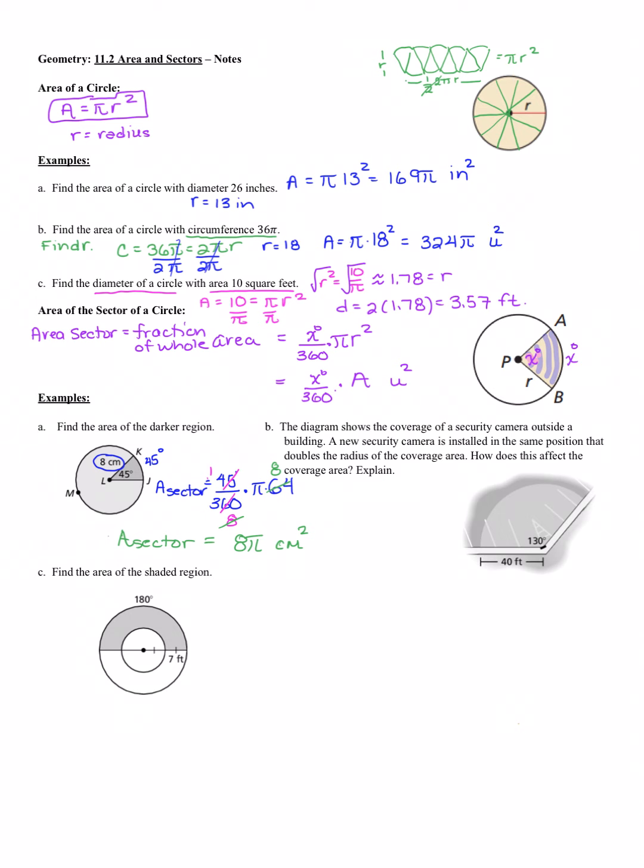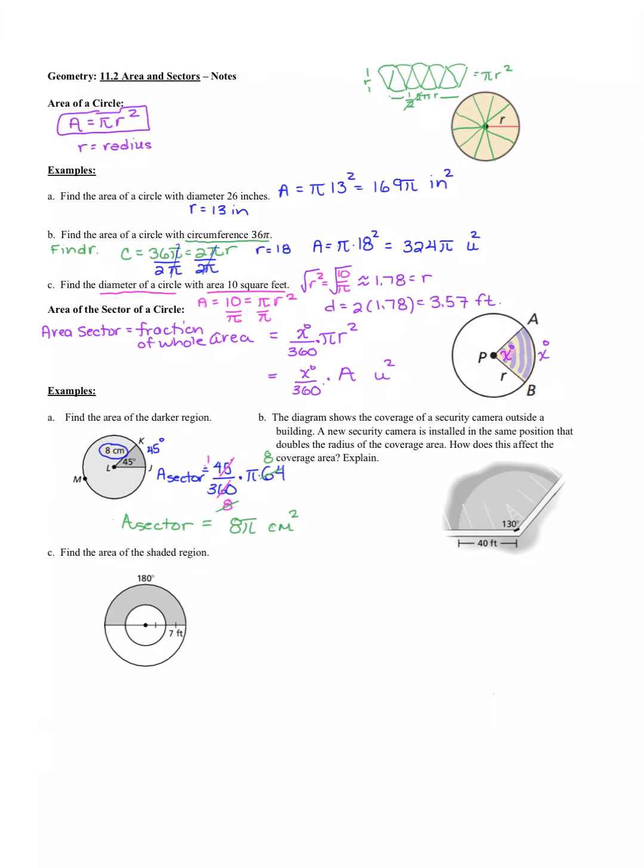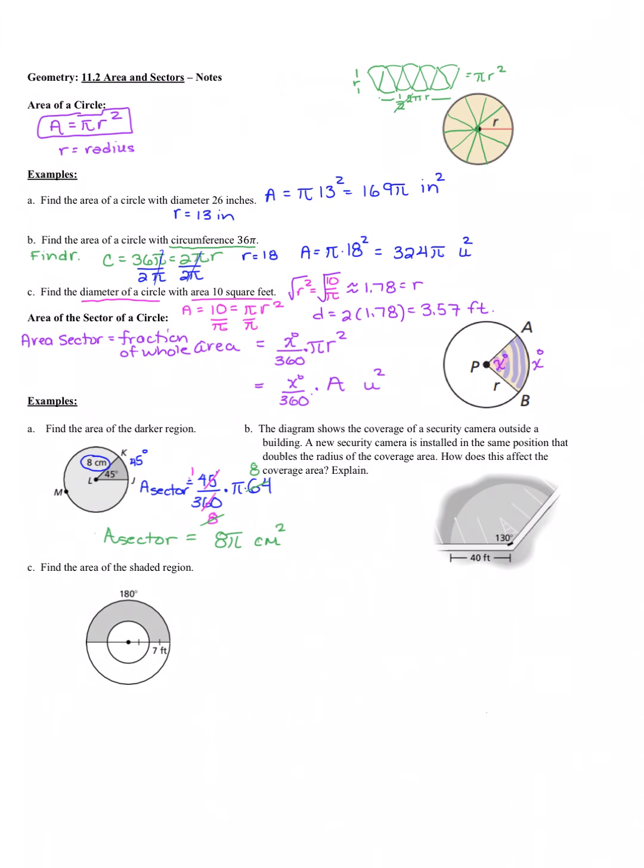All right, let's look at this baseball field here. We have a security camera that's covering part of that. Oh, it's just a region, it's not a baseball field. So you have a security camera here in the corner at a 130-degree angle. I'm having to move this so I can read it. A new security camera is installed in the same position that doubles the radius of the covered area. How does this affect the covered area?